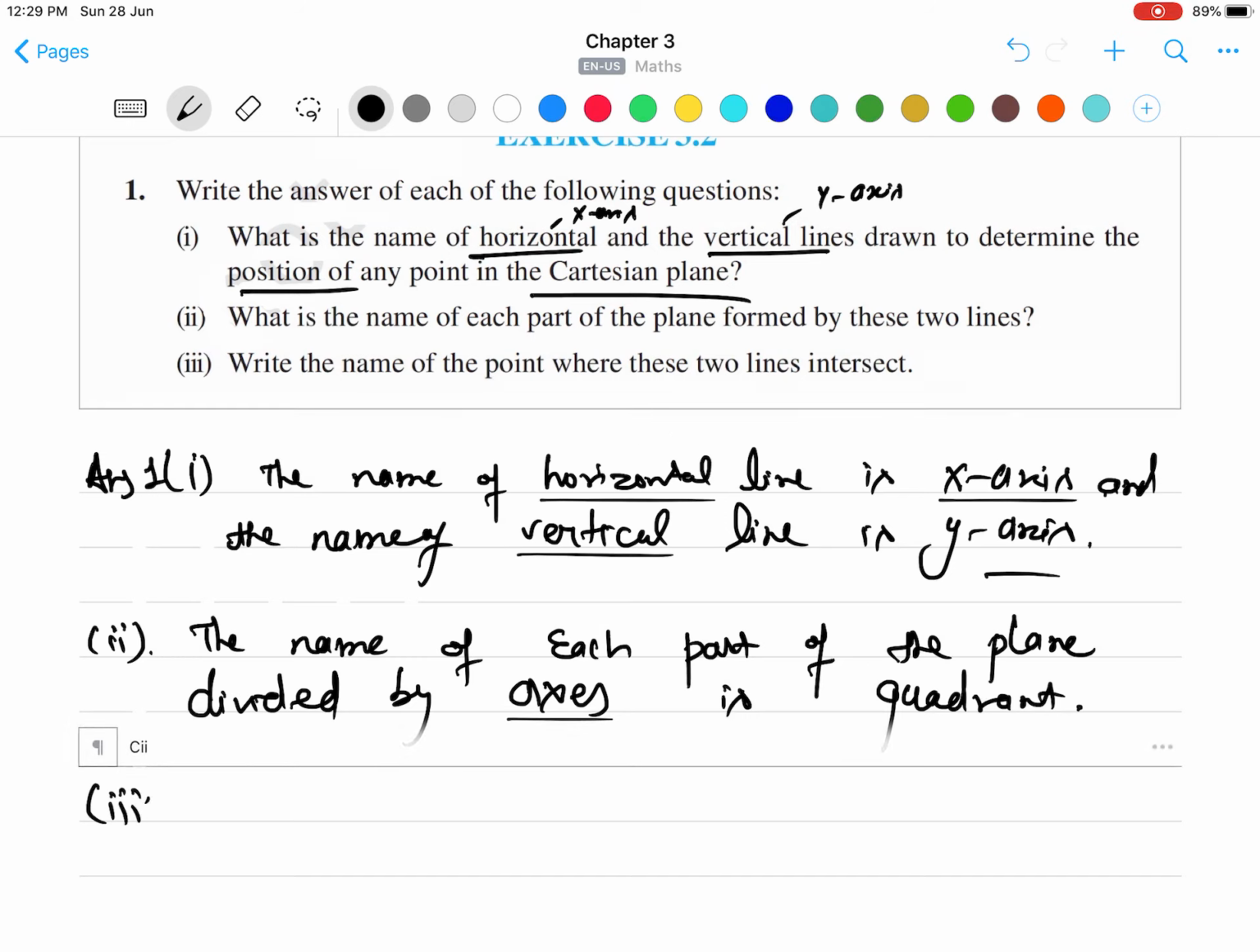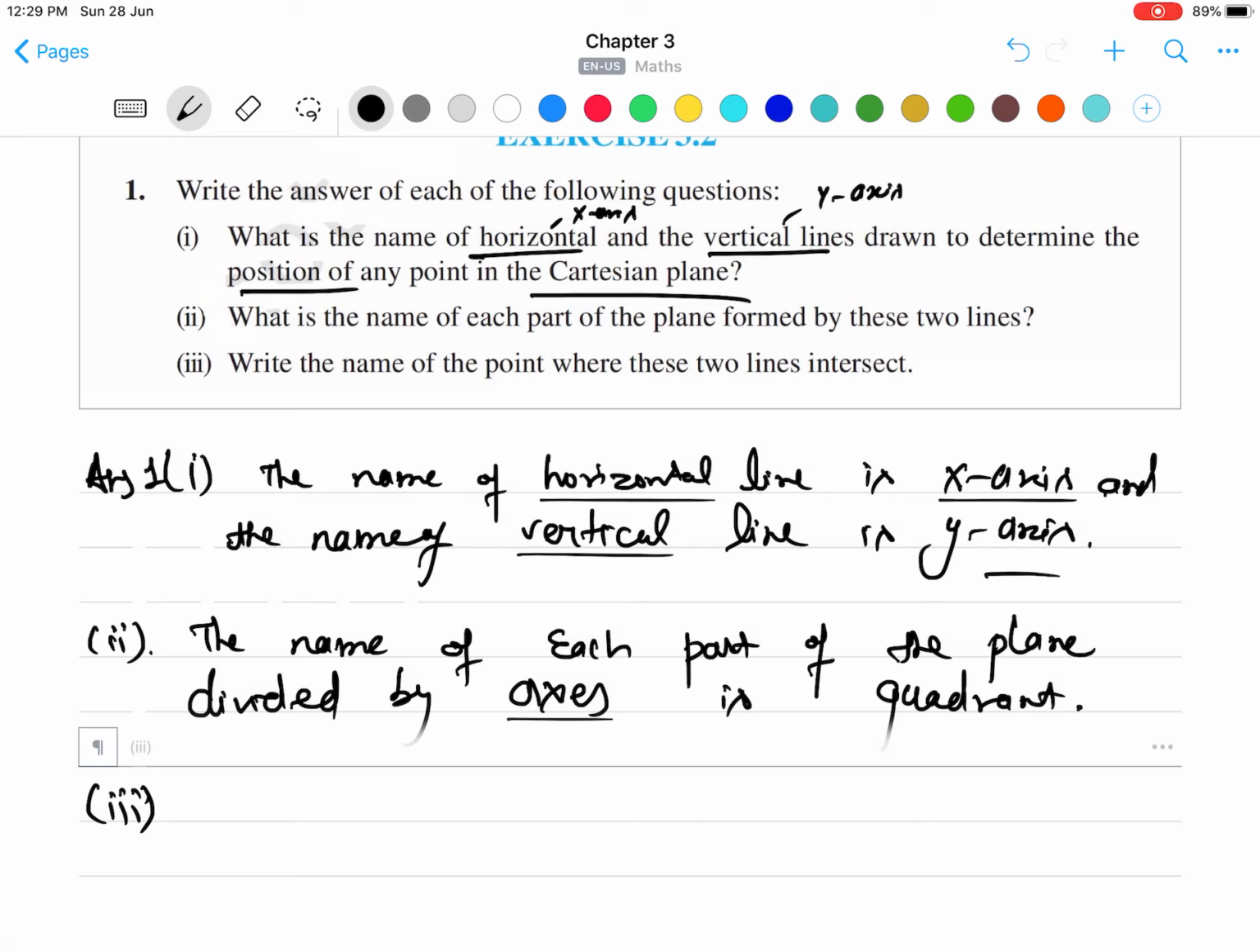Okay, now come to the next point, which is third. It says write the name of the point where the two lines intersect. It's very simple. The point where the two lines intersect is called the origin. Okay, it's called the origin.